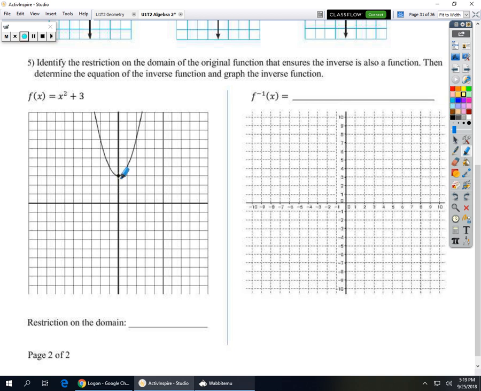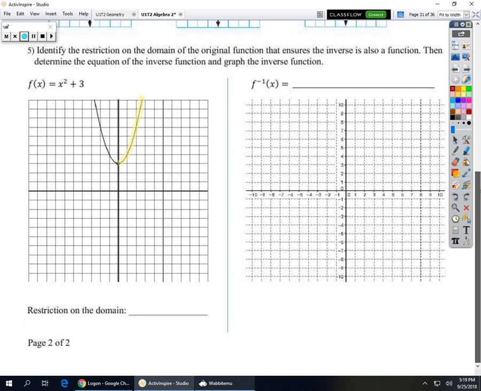So I'm just going to pick the right side because it's nice and lovely. I'll also show you the left side as well. If I'm only picking the right side of the graph, in terms of domain, when they say restriction of the domain, remember the domain restriction is x. Well, x's are all positive here, so we want x to be greater than 0. So that's a possible restriction on the domain.